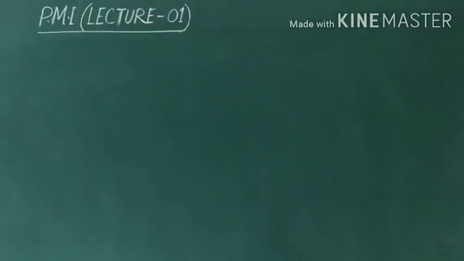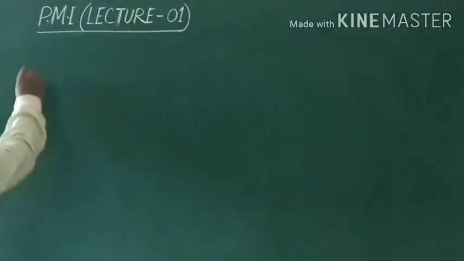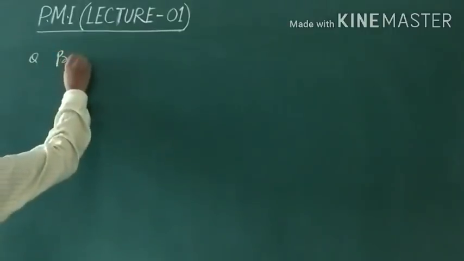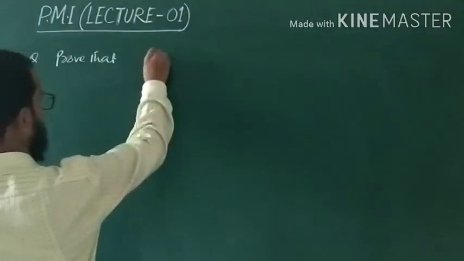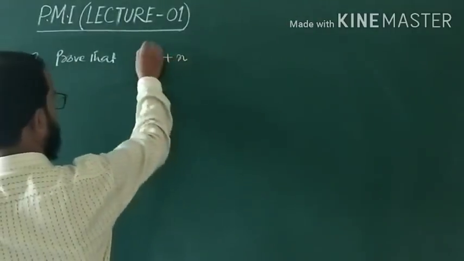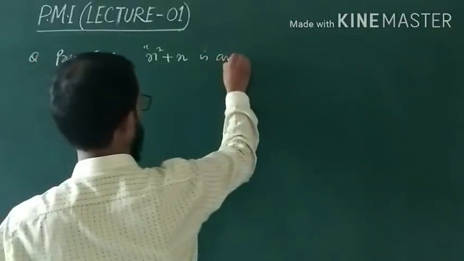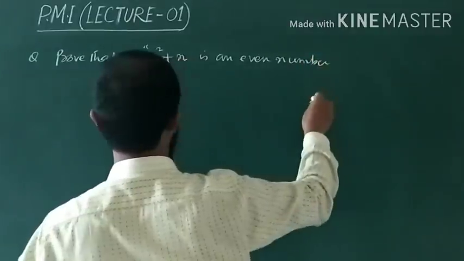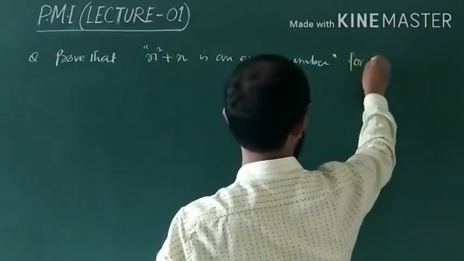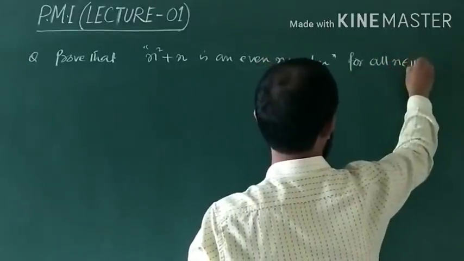Now the question is, given the example I have given to you as a statement regarding natural numbers, I am going to solve it. Prove that n square plus n is an even number for all n belongs to N.